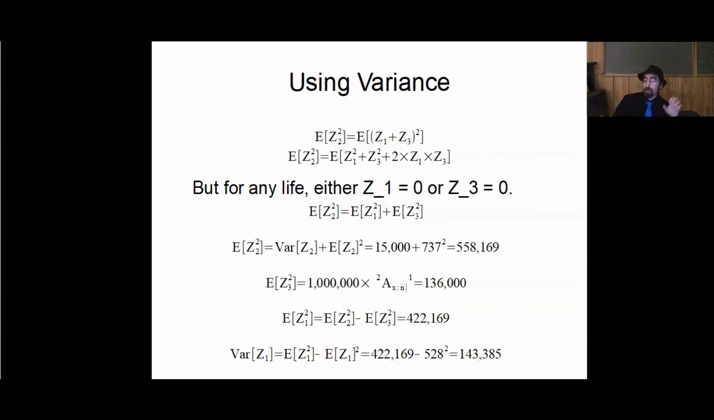When you FOIL out the sum, you get first one squared plus second one squared plus twice the cross terms. Sometimes that cross term has to go to 0. This is one of those times.